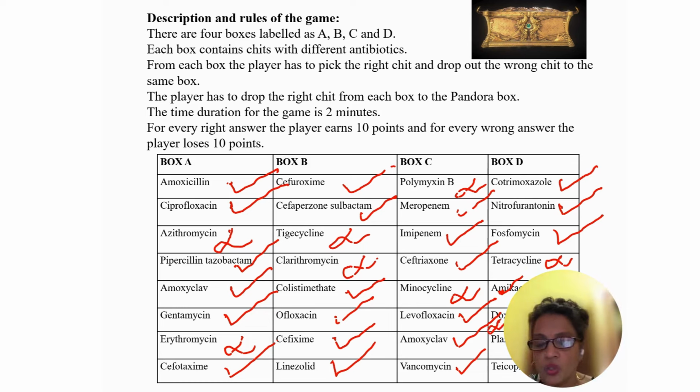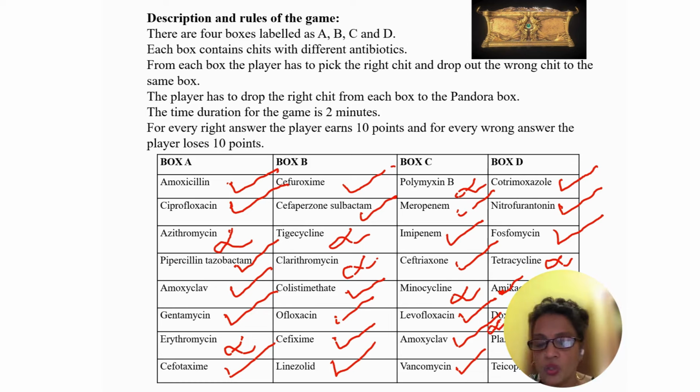Plazomycin is an aminoglycoside, yes, you can use. And teicoplanin, a glycopeptide for gram-positive infections, you can use. Teicoplanin is more renal friendly than vancomycin. So these are the antibiotics that cannot be used in urinary tract infection. Now let us see what are these antibiotics pushed into this Pandora box.